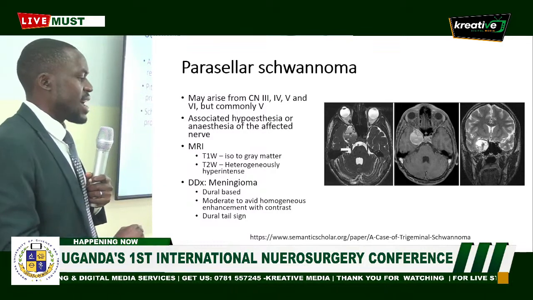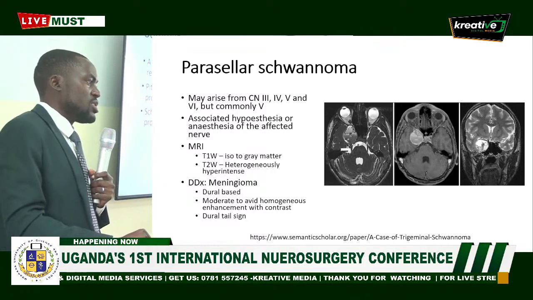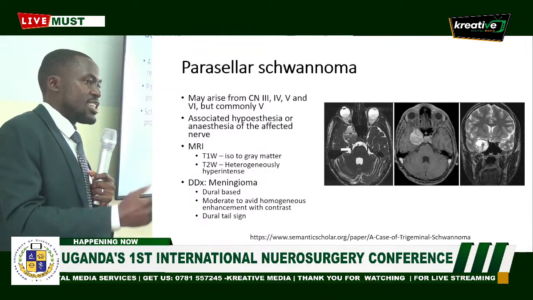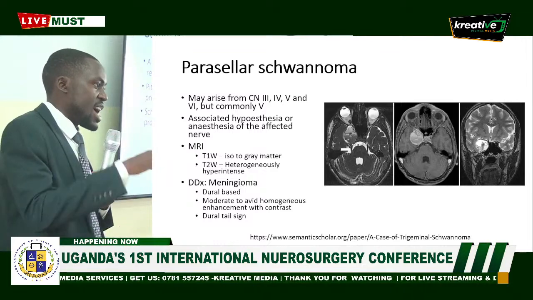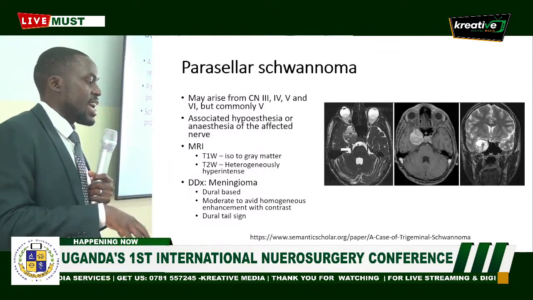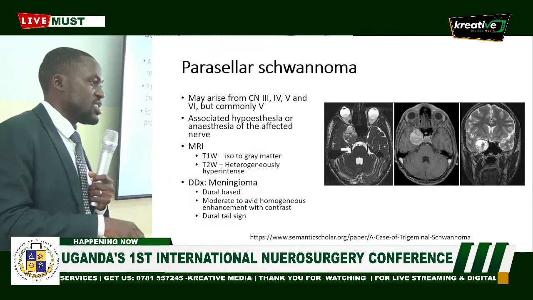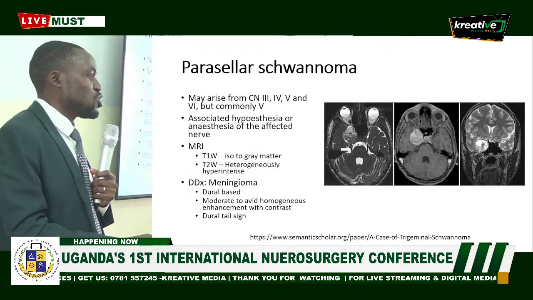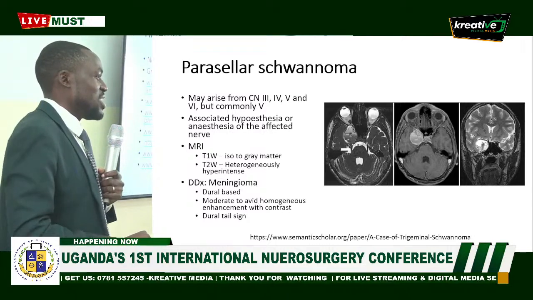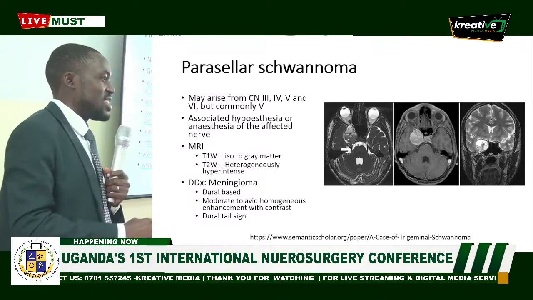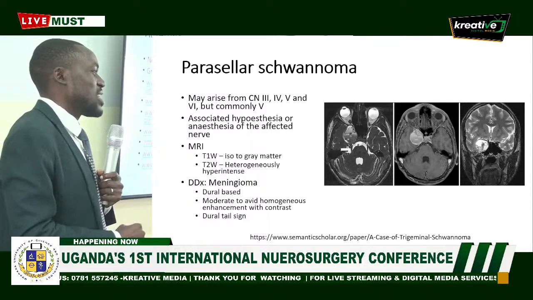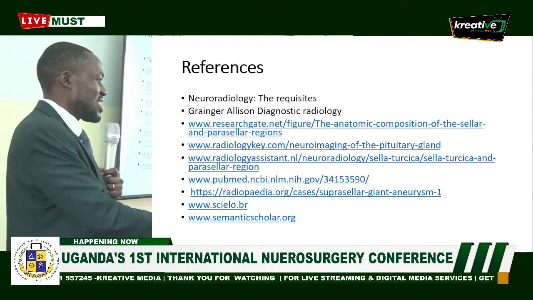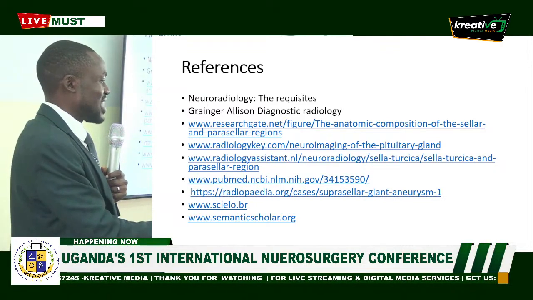So, by and large, we've got really a number of pathologies that involve both the sellar and parasellar regions. And so we try as much as possible on imaging to look for unique features that can help us differentiate these structures. And of course, where we are unable to come to a conclusion, then we come to the aid of the neurosurgeons. They go ahead and have histology done, and you can make a conclusion. So briefly, that's what I will share with you regarding the imaging of the sellar and parasellar region. Thank you so much.